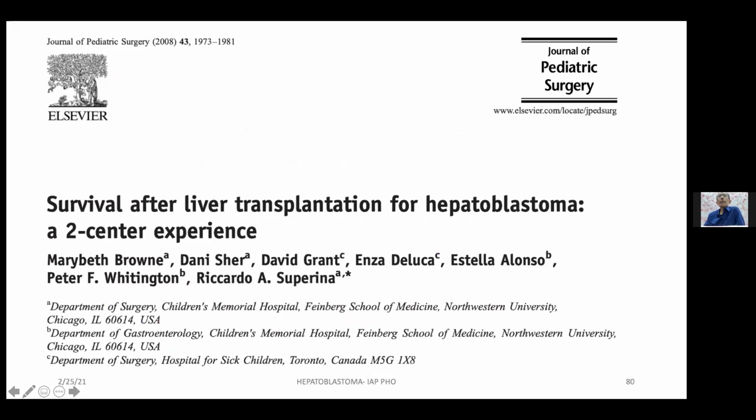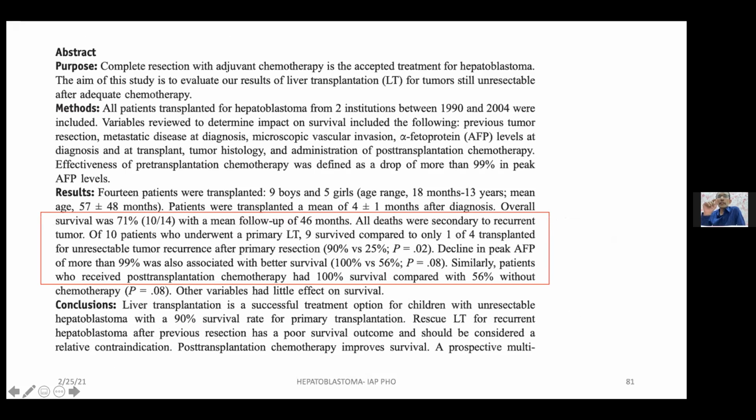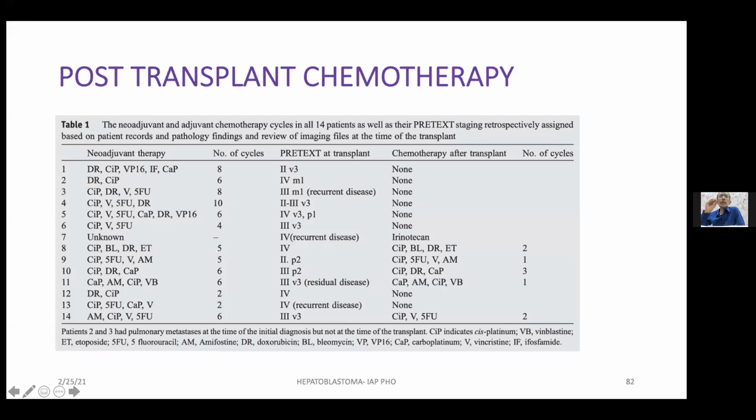So this is a paper which is very significant. The next important point which I'm telling is, post-liver transplant, there is a role of chemotherapy. This is a concept which is not accepted by many people. There are various regimens suggested. What we practice is, we have got at least 16 patients with hepatoblastoma who were transplanted, and around 12 patients are alive and well. All the 16 had 2 cycles of post-transplant chemotherapy.